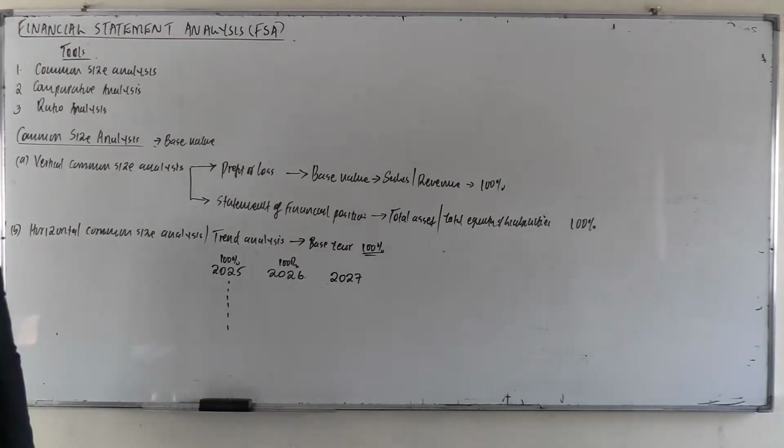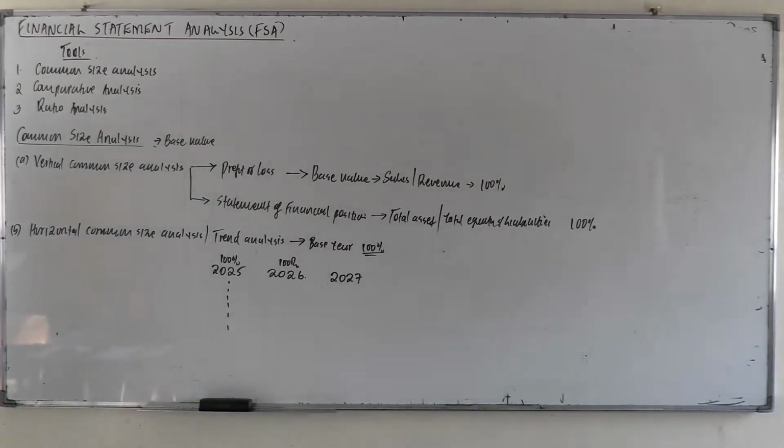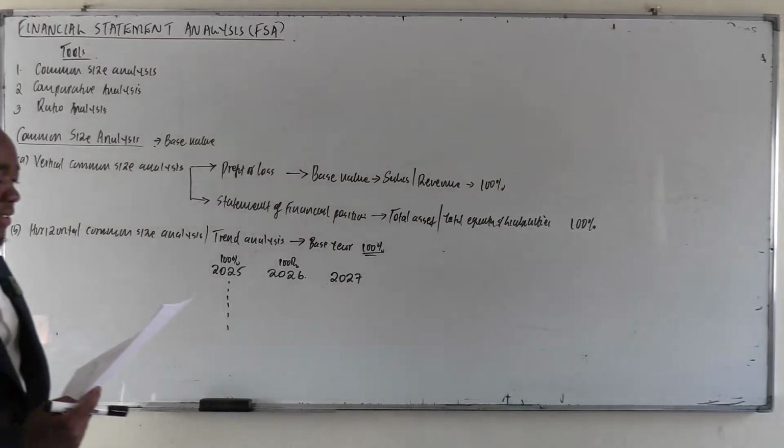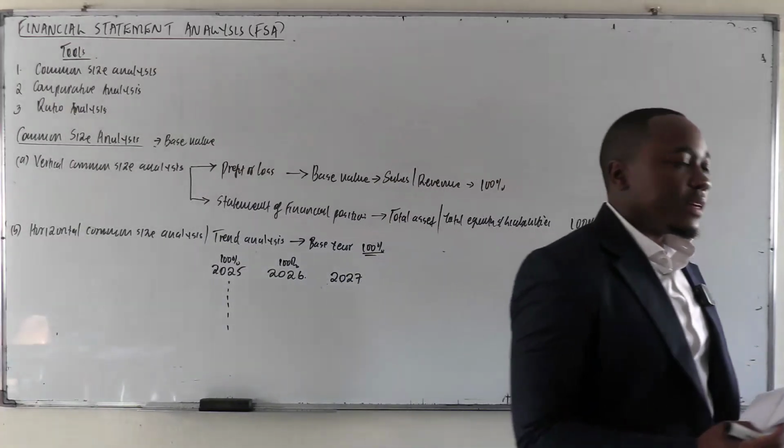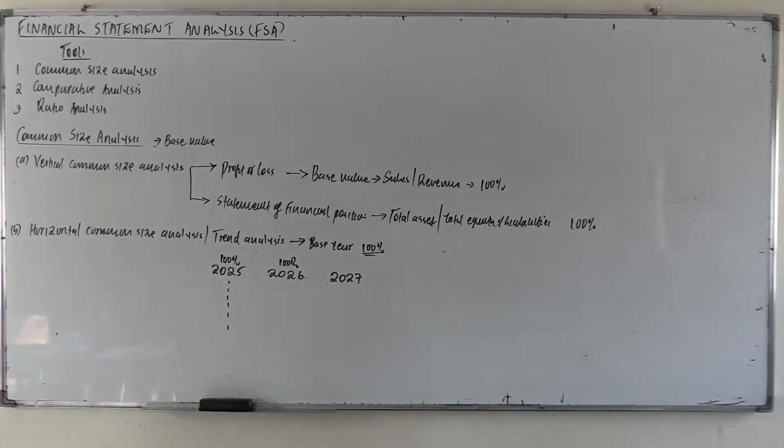Good. So now let's use our notes. Go back to the notes. You're looking at the tools of analyzing financial statements. Number one, we have said that we have the common size analysis. Number two, the comparative analysis. And number three, the ratio analysis. We start with the first one, the common size analysis. It is categorized into two: number one, the vertical analysis, and number two, the horizontal analysis. So we start with the vertical common size analysis.